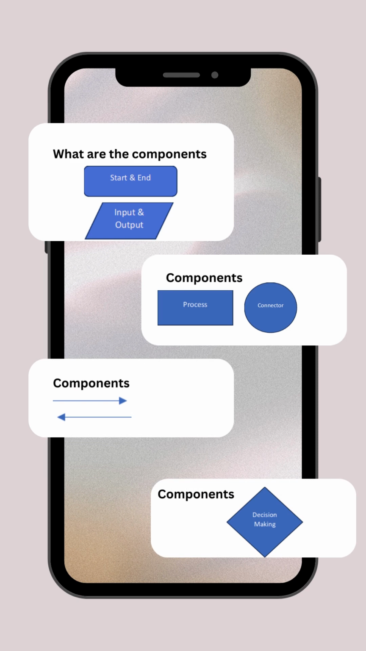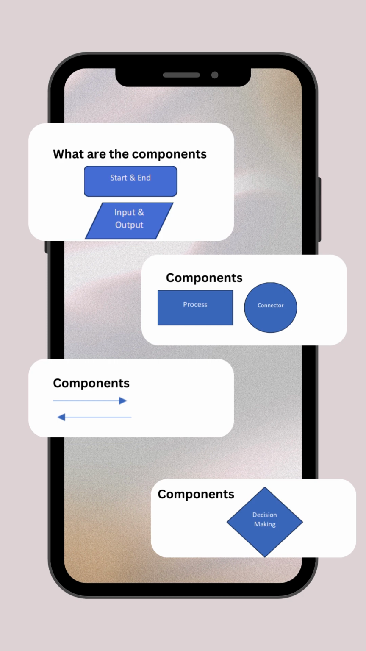Next one is the decision making symbol. The decision making symbol is represented using a diamond structure. It is used to make decisions in a program. It means that the program depends on some kind of condition, which means that the answer could be in the form of true or in the form of false.